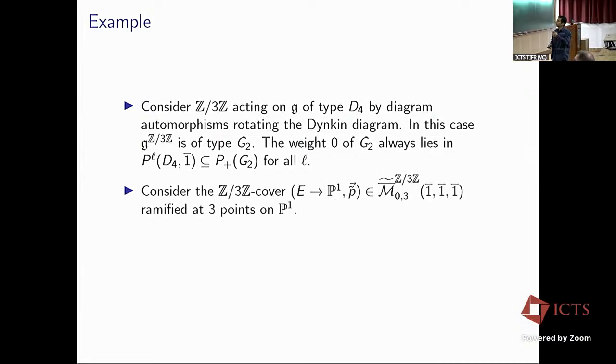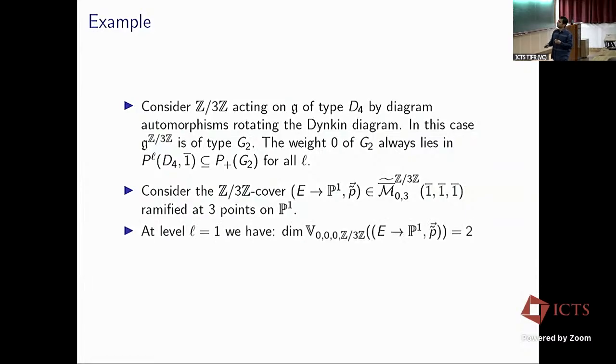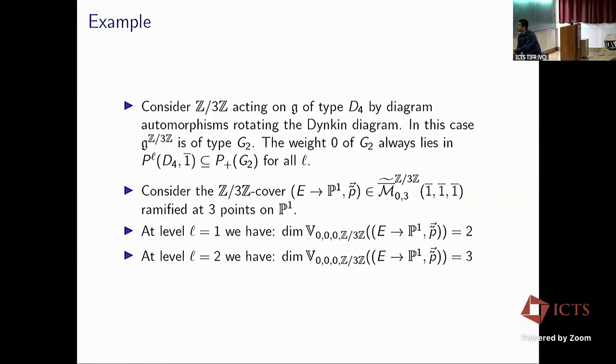And so, for example, take this cover where E is an elliptic curve ramified at 3 points with the monodromy 1 bar, 1 bar, 1 bar, all lying in this Z mod 3. So this is a particular cover ramified at 3 points, and the ramification data is this. Now if we put the same weight 0 at all the 3 points, the answer depends on the level. At level 1, the corresponding dimension is 2, and at level 2, the dimension is 3.